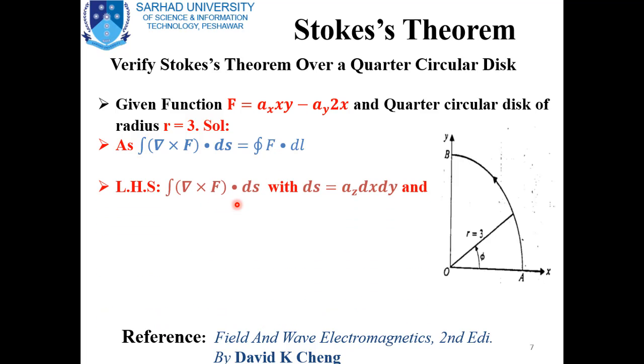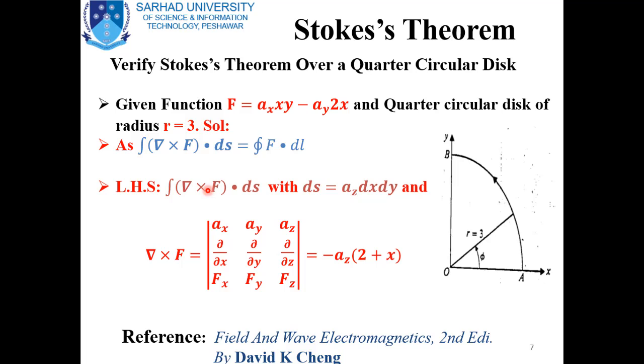In order to calculate the surface integral of a curl of a vector field f, we have to choose the surface element from the given figure. As the disk lies in the xy plane, the plane must be made by x and y components, and the normal of this plane is parallel to the z axis. So our surface element ds becomes az dx dy, and then we have to calculate the curl of a vector field f. The curl of a vector field f can be calculated by the determinant method.